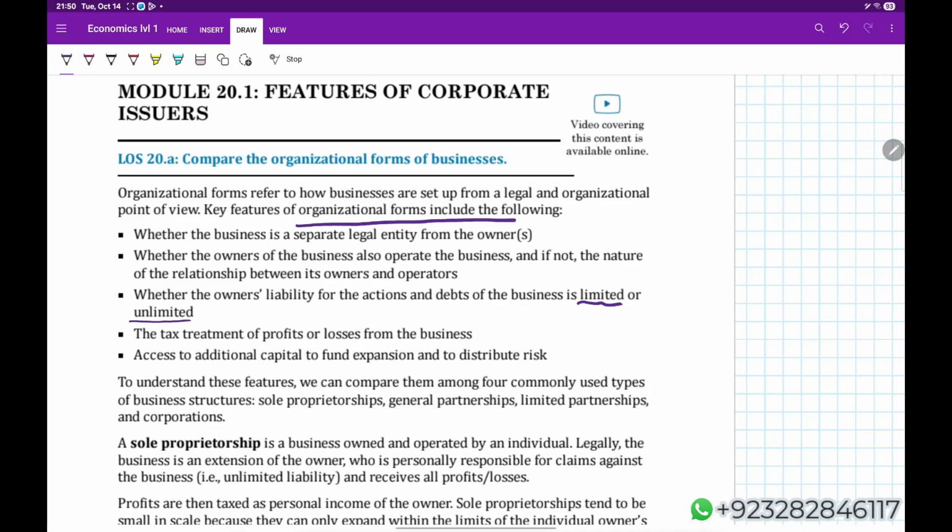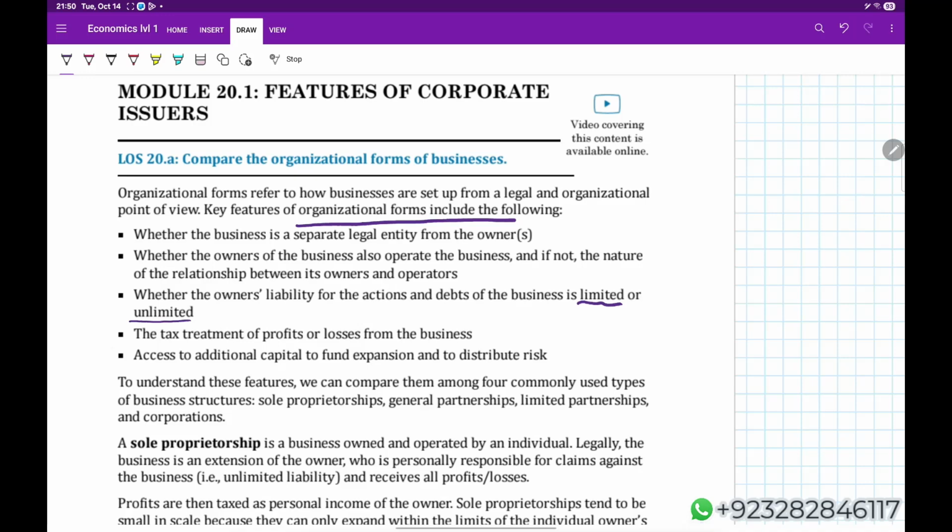And then the fourth point is what is the tax treatment, how the profits and losses from the business are being treated from the tax point of view. And the last point is the access to capital. As in the business structure, how much capital can you raise, how many sources of finance or how many avenues of raising capital are available for your business.